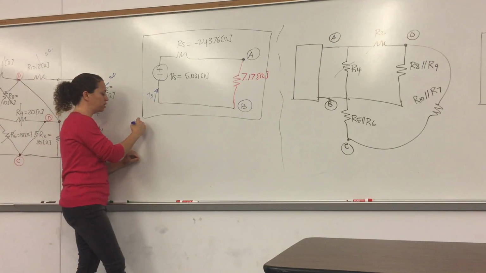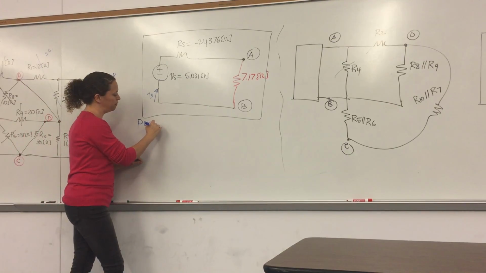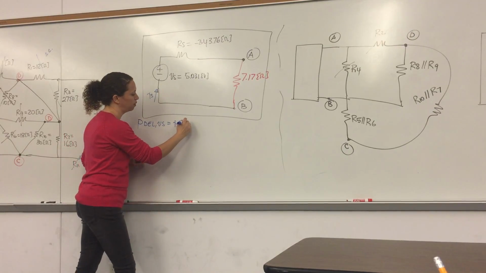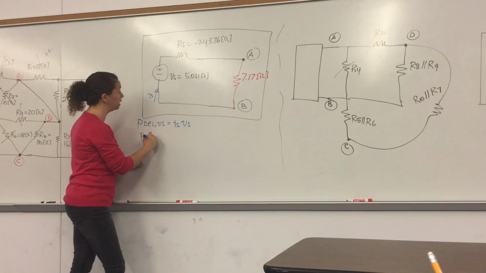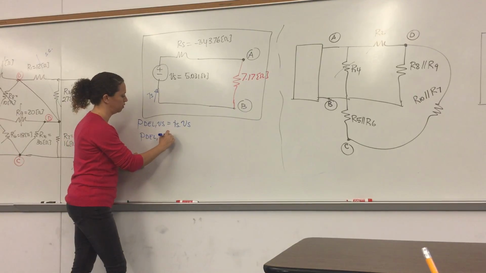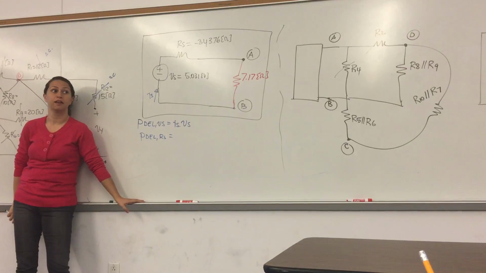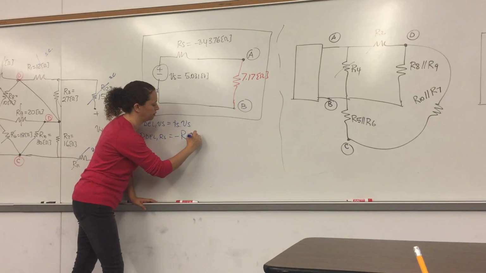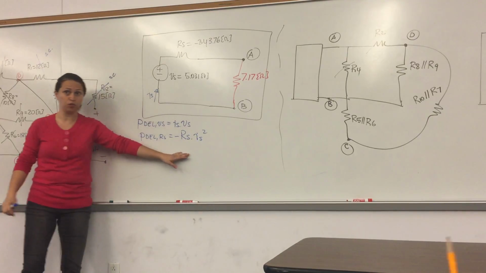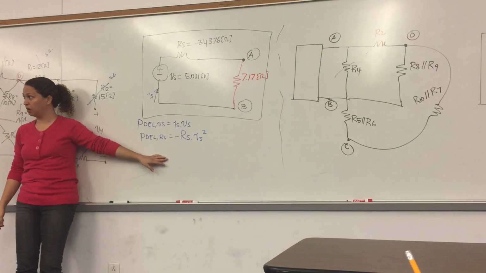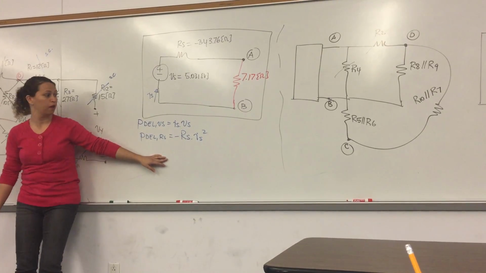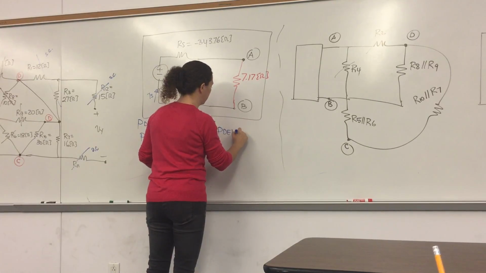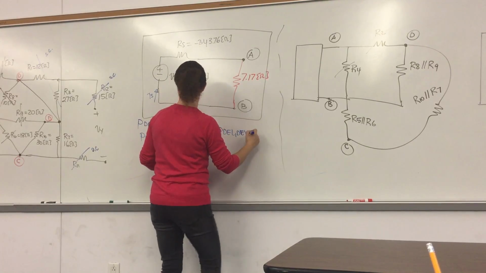So let's just write the expressions. Power delivered by VS will be equal to what? VS IS, right? Tell me what is the power delivered by RS? Minus IS squared RS, right? Power delivered by the resistor. And if you add them up, that's going to be power delivered by device.